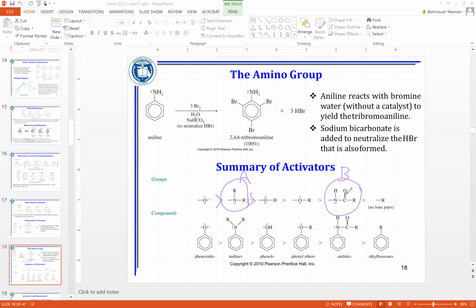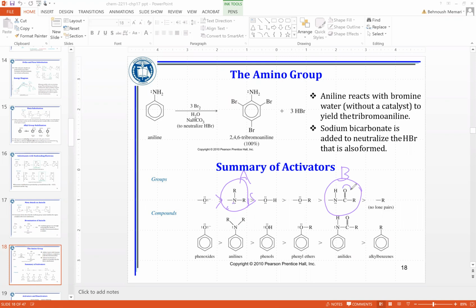What makes B less activating than A? What activates the benzene ring is the pair of electrons on the element directly attached to the benzene ring.